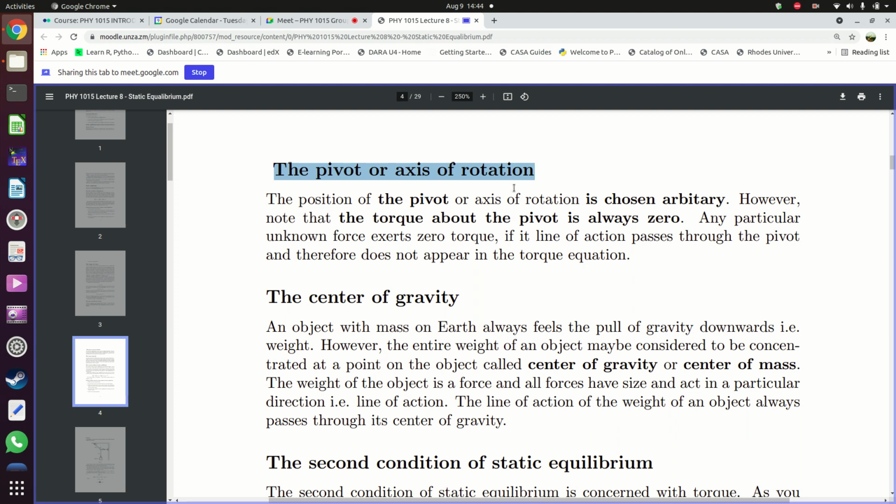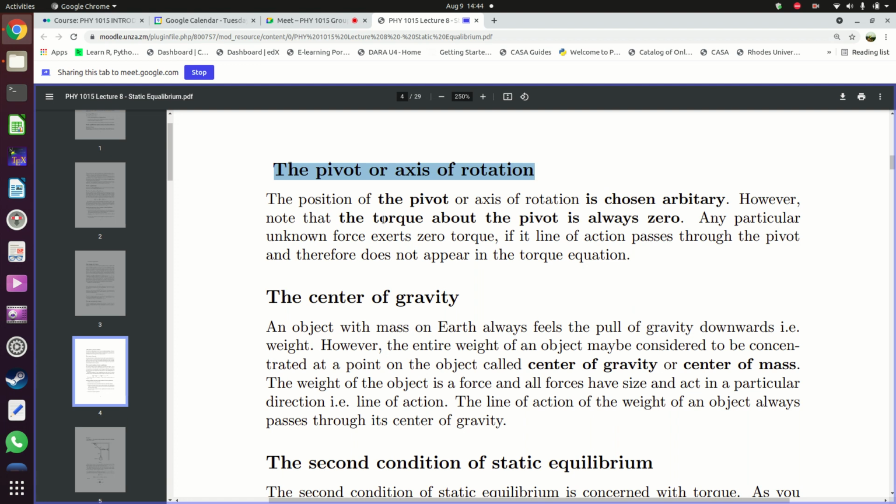Sometimes the pivot can be obvious. For example, when you have a wheel attached to a car, clearly the pivot, or the center of axis of rotation, is very obvious in such a case. In other cases, it is not so obvious.